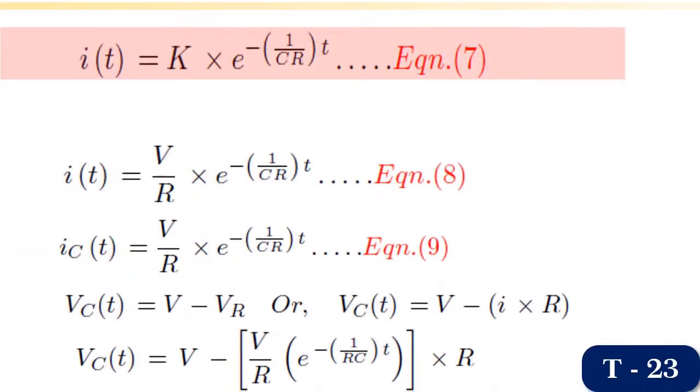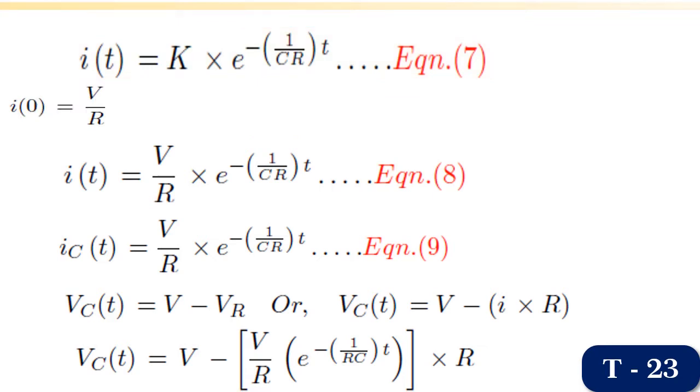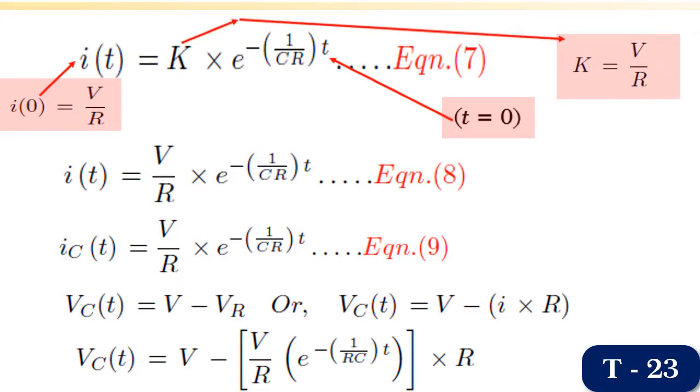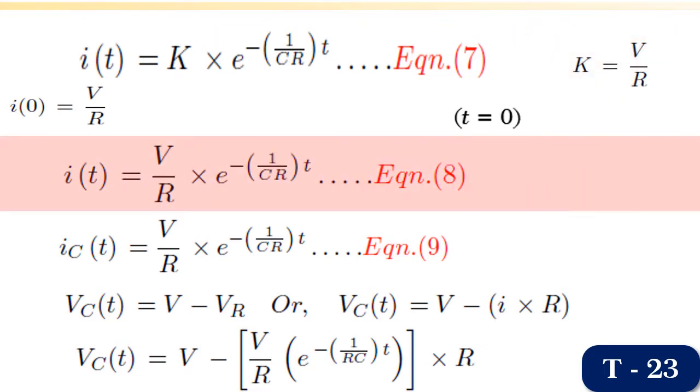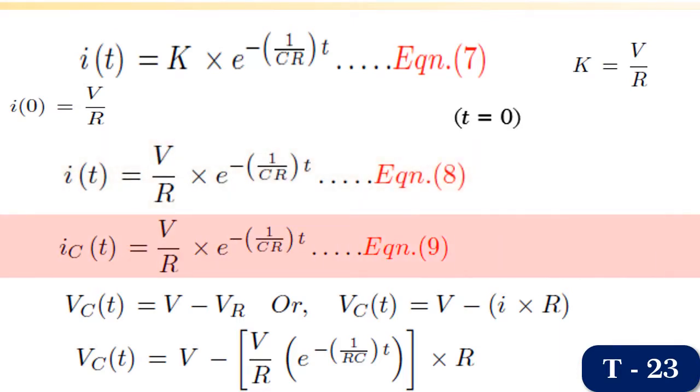Now, consider the equation for I(t) as obtained earlier. By substituting I(0) equal to V by R and t equal to 0 in equation 7, we get k equal to V by R. This value of k, if we substitute in equation 7, we get the complete solution for I(t) as I(t) equal to V by R into e to the power of minus 1 divided by RC into t. Let it be equation 8. Since R and C are in series, Ic(t) also is equal to V by R into e to the power of minus 1 by RC into t. Let it be equation 9.